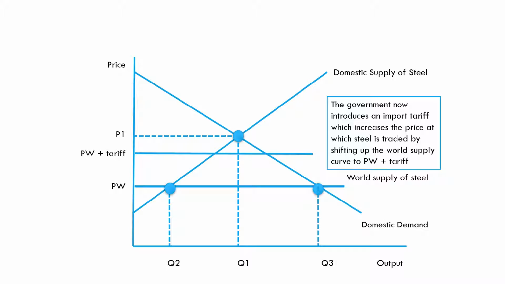Well, we introduce a tariff, and the tariff is raising the price of the imported goods from PW up to PW plus whatever the tariff is. Remember, it doesn't affect the domestic companies at all. It really only applies to the international suppliers, and it's increased the price at which they can sell into our market. So what will be the impact of this?